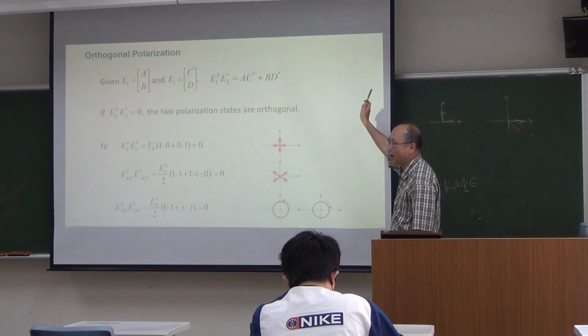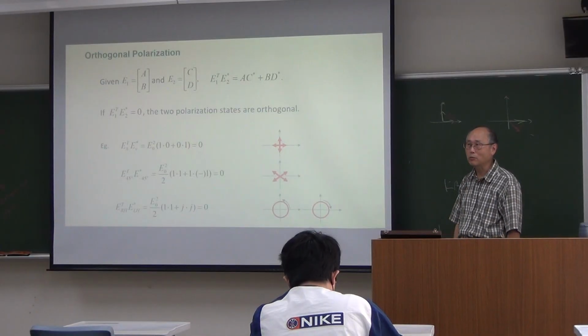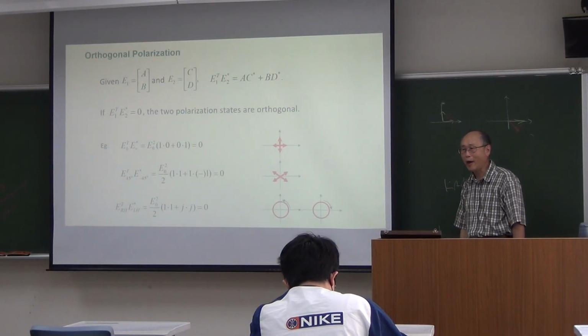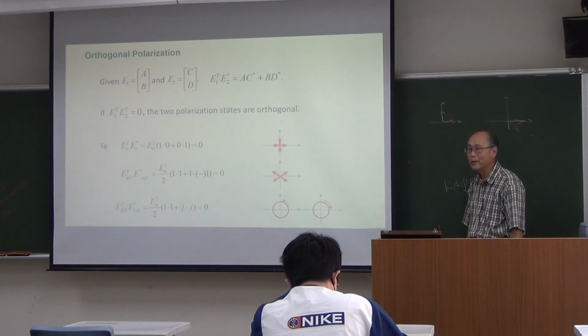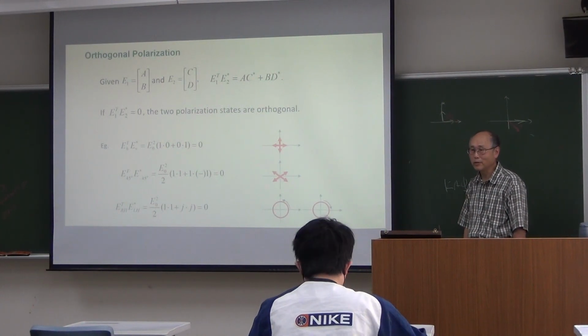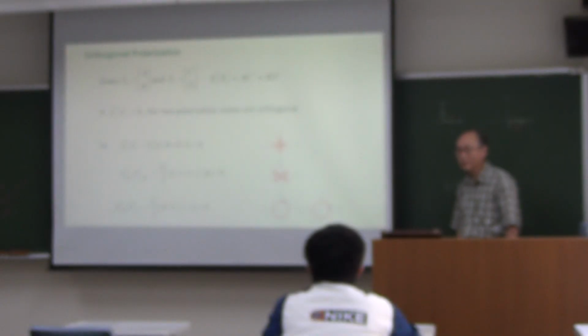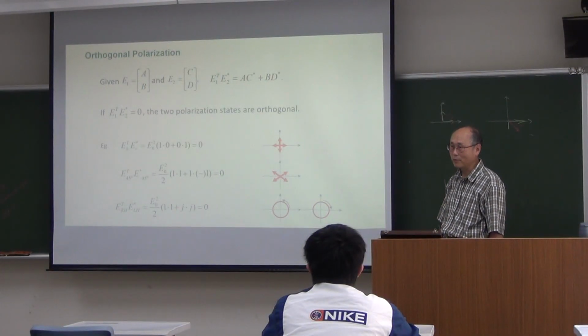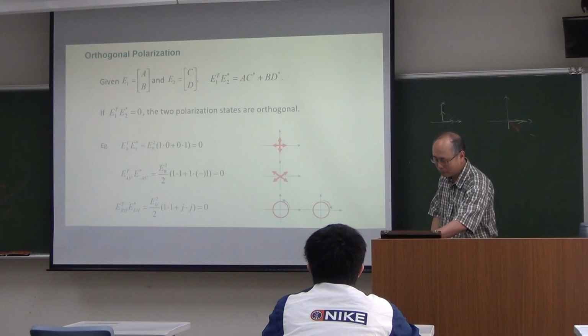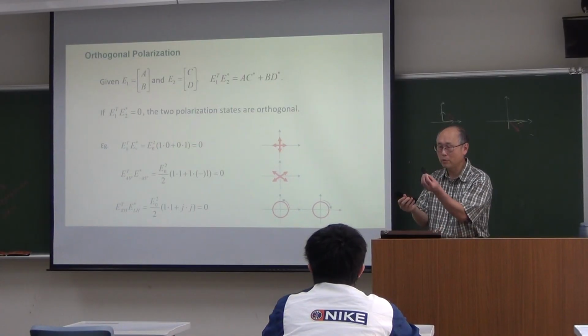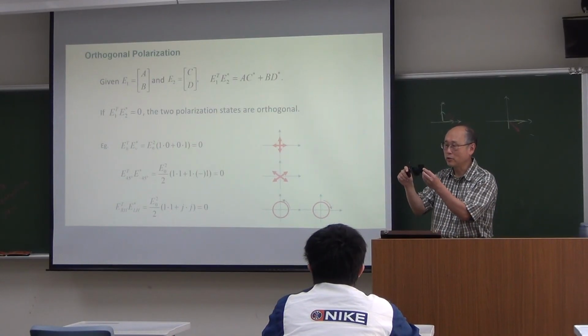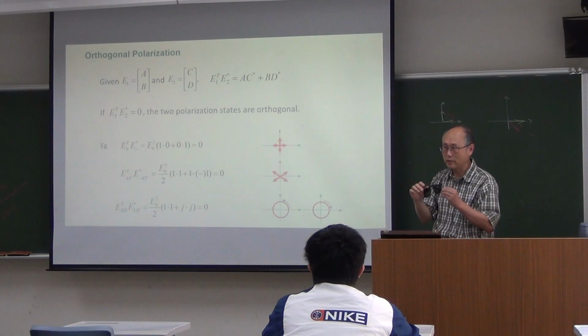So this is how you check whether or not two polarization states are orthogonal to each other, and then you can use this to create some darkness on the screen, for example. If we put two polarizers with transmission axes perpendicular to each other, then you can create complete darkness.